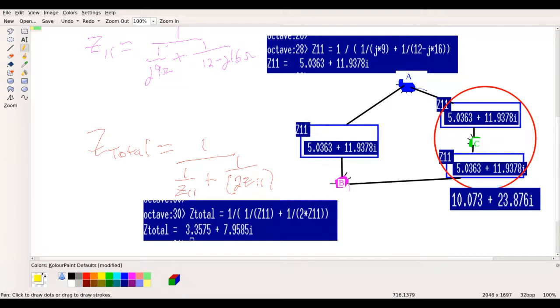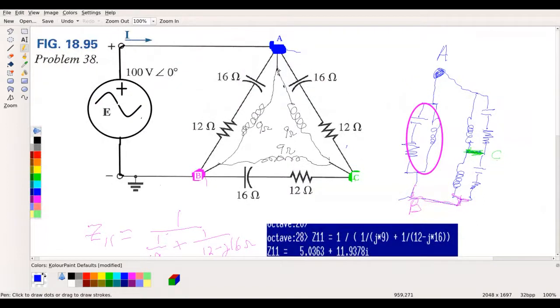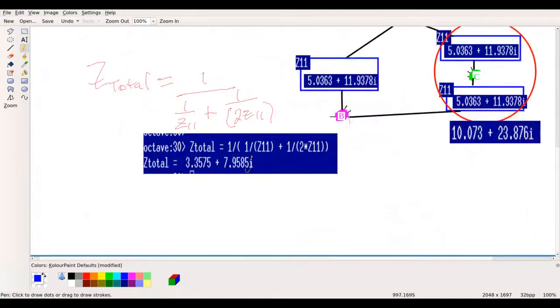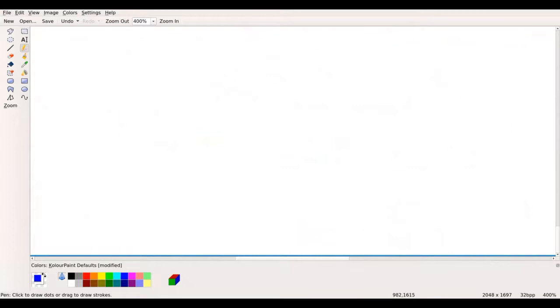All right, so that gives us a total impedance of 3.3575 plus 7.9585, and the Octave program I'm using gives it as an i. Your calculator showed it as i, but we prefer j so we don't confuse it with current. Okay. All right, so that is our total impedance for this circuit, which of course is the total impedance for the original circuit.